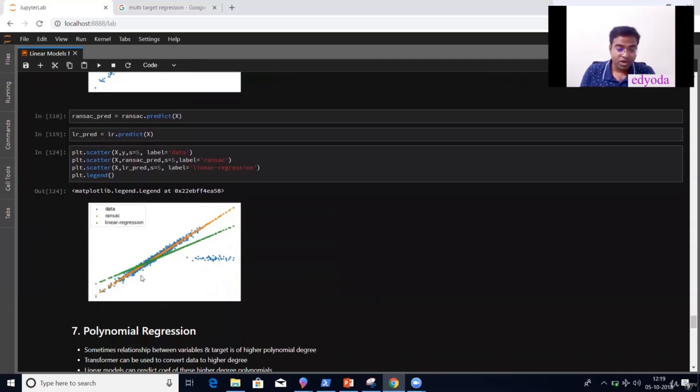We can see here, the orange line is for RANSAC. So even if there are outliers, it is hardly impacted. Very good behavior. Whereas with the linear regression, you can see the complete trend has been changed. So you have to see if the data consists of outliers, and if you're aware of that, better use RANSAC. It works pretty well. Okay, let's get to the next module.